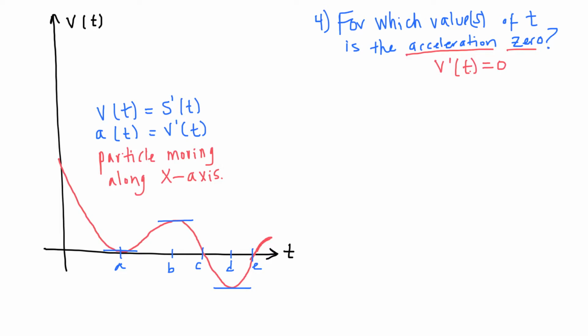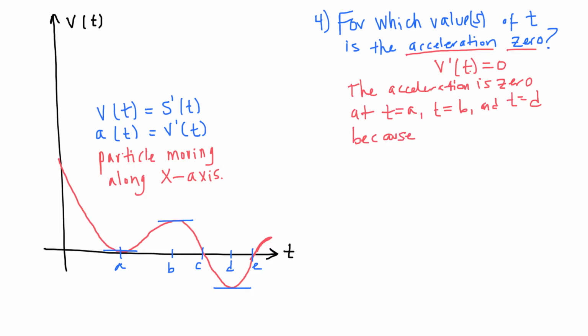So my answer is the acceleration is 0. Again, complete sentences. At t equals a, t equals b, and t equals d. And the justification, because v prime of t is equal to 0 at those points. Okay. Notice, by the way, how all my answers have used v or v prime in the justification stage.